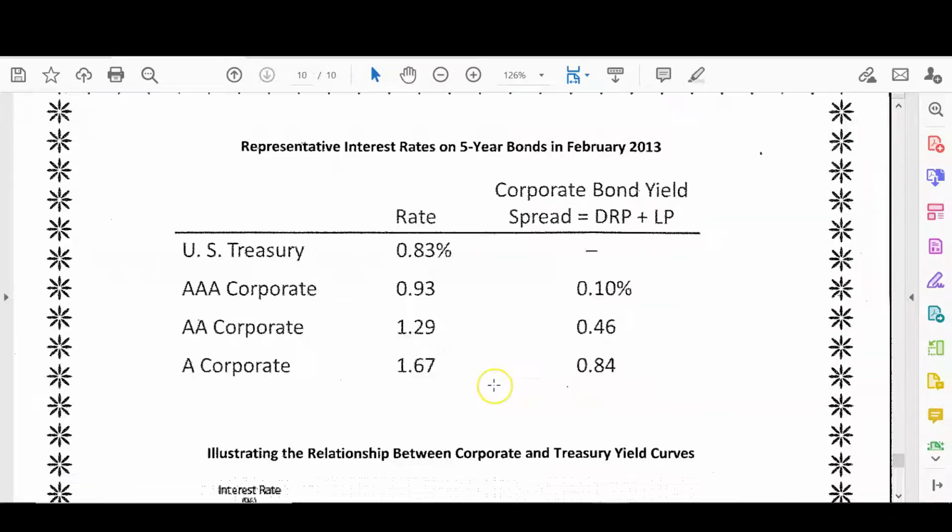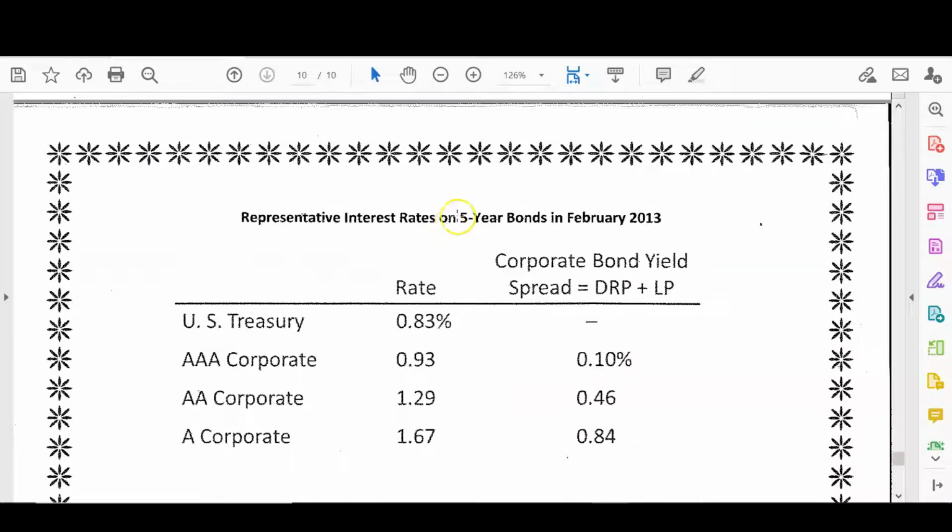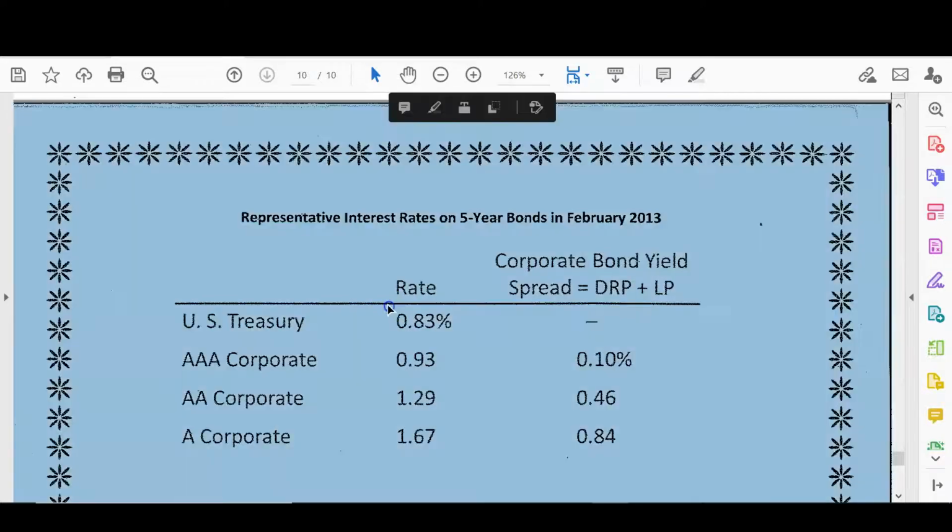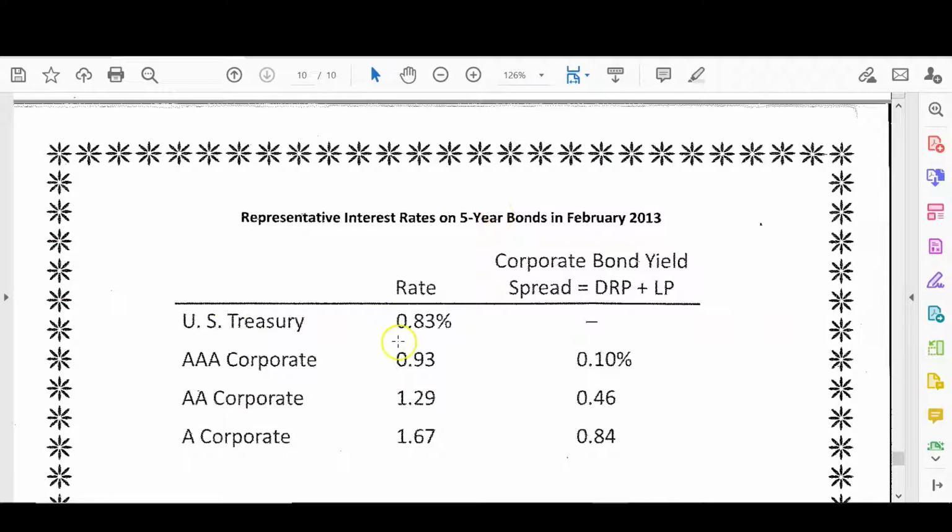Okay, we can see this on the graph here. For example, if we're looking at 5-year bonds, and we're comparing 5-year US Treasury to 5-year corporate bonds, for corporate bonds we have AAA, AA, and A bonds. Again, the US Treasury bond we think is safest. It almost has no liquidity risk or default risk, so it has no LP or DRP. The interest rate for the US Treasury 5-year bond is 0.83%, and DRP plus LP, the corporate bond yield spread, is 0.